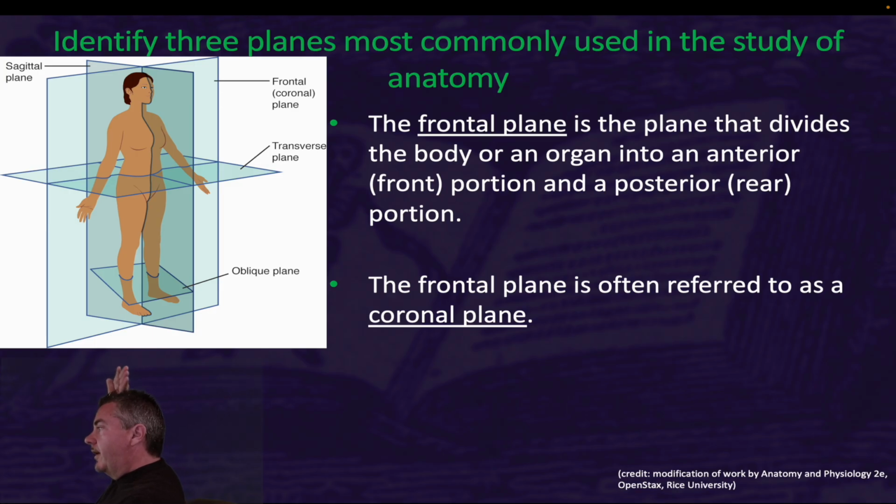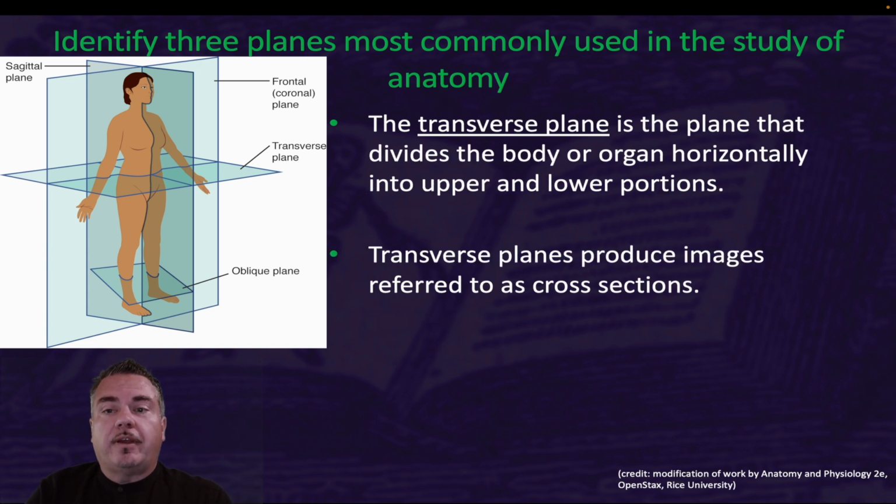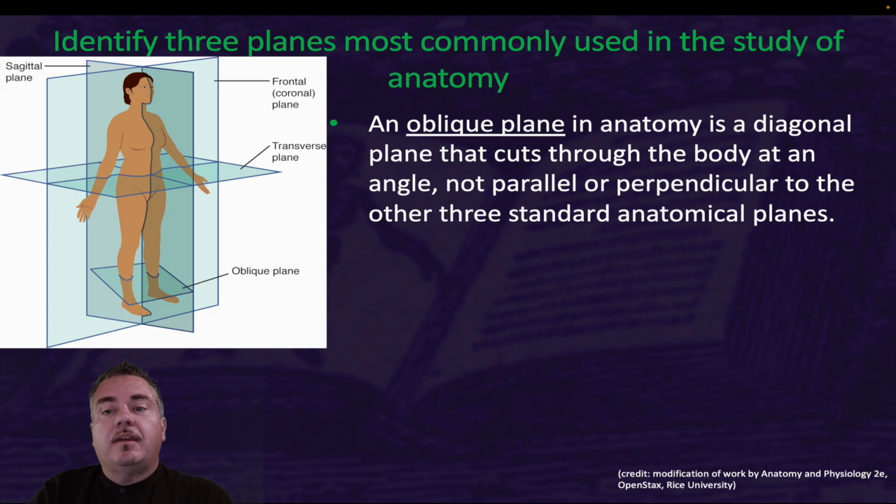The frontal plane is a plane that divides a body or organ into an anterior or front portion, or posterior or rear portion. The frontal plane is often referred to as a coronal plane. A transverse plane is a plane that divides the body or organ horizontally into upper and lower portions. Transverse planes produce images referred to as cross sections. An oblique plane in anatomy is a diagonal plane that cuts through the body at an angle, not parallel or perpendicular to the other three standard anatomical planes.